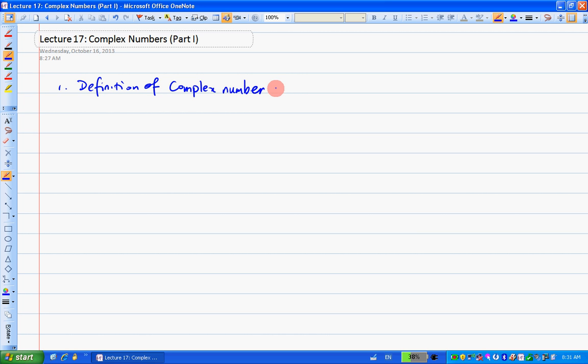We're going to use, very generally people use a Z to represent a complex number. So the definition of complex number is Z equal to A plus I B. Okay. So this is a complex number.